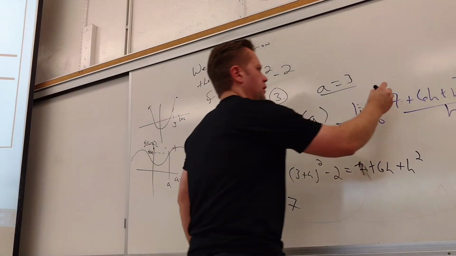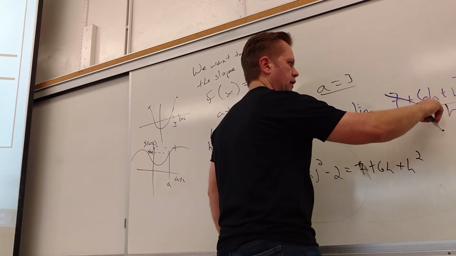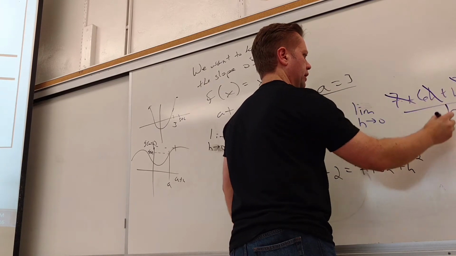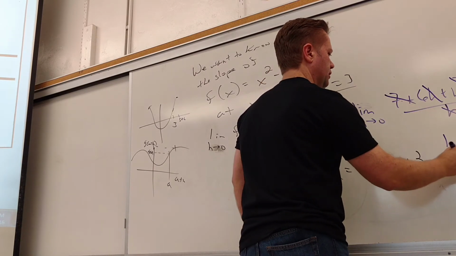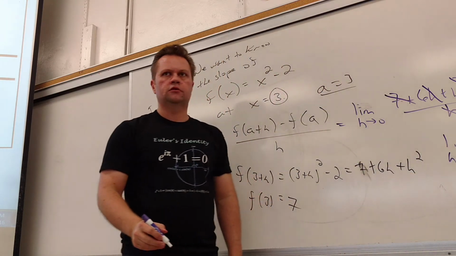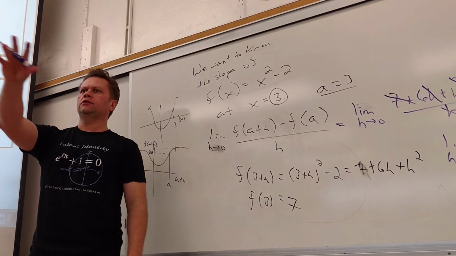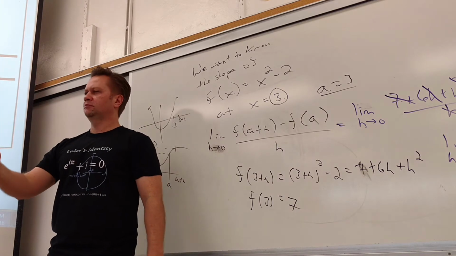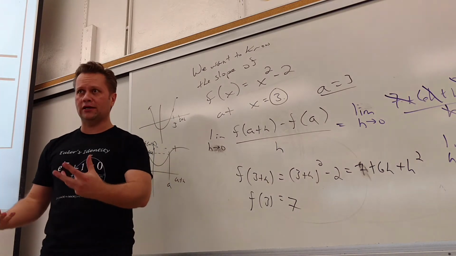So the 7 goes away, and then I can cancel an h out of both of those, right? Is that cool? So what do I end up with? I end up with limit as h goes to 0 of 6 plus h. 6, right? So anybody who's never had calculus before, sitting around the dude that said 6 earlier, you'll see why. There's shortcuts to this.